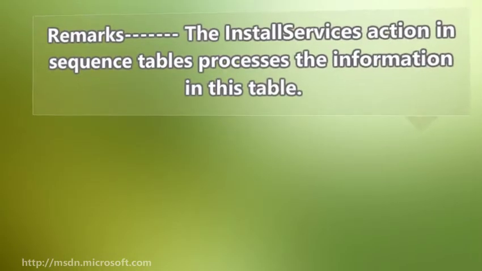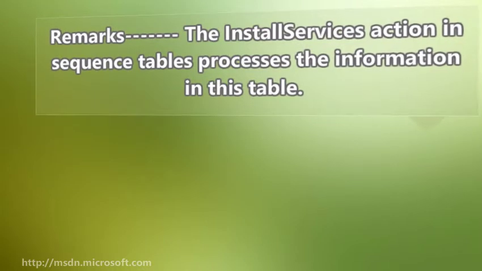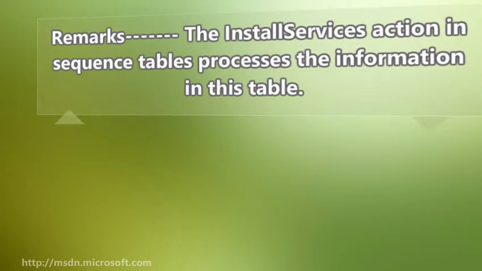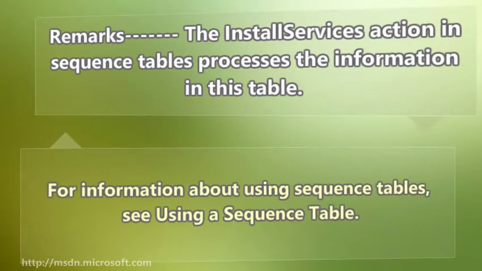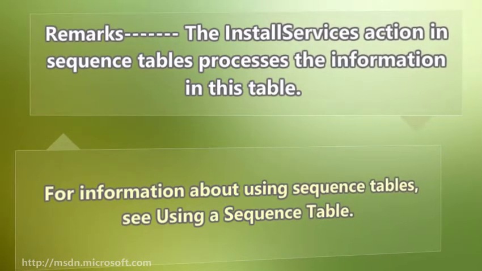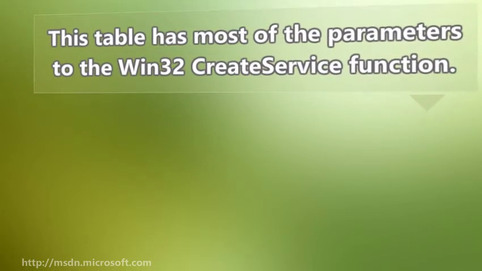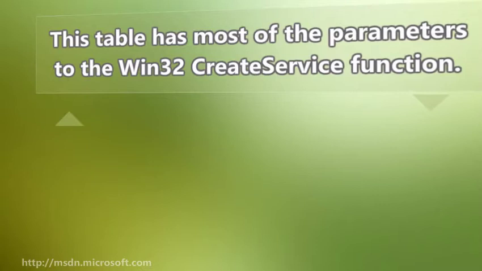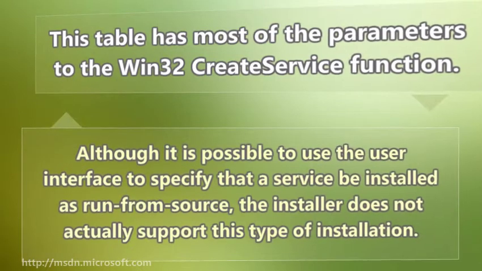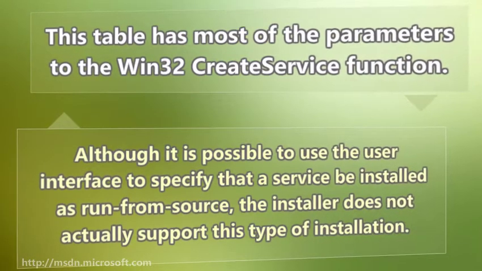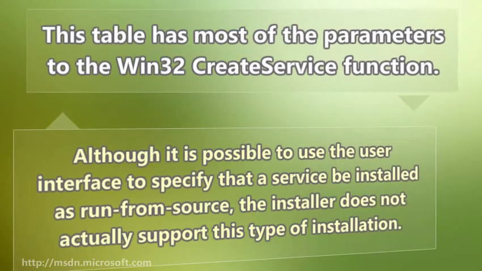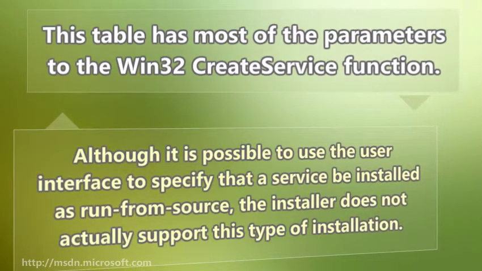Remarks. The InstallServices action in sequence tables processes the information in this table. For information about using sequence tables, see Using a Sequence Table. This table has most of the parameters to the Win32 CreateService function. Although it is possible to use the user interface to specify that a service be installed as run from source, the installer does not actually support this type of installation.